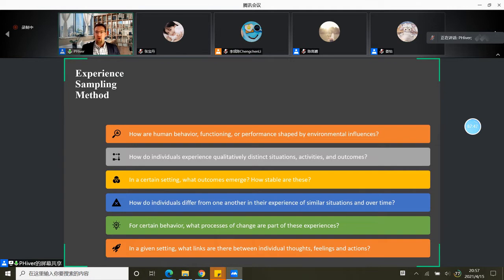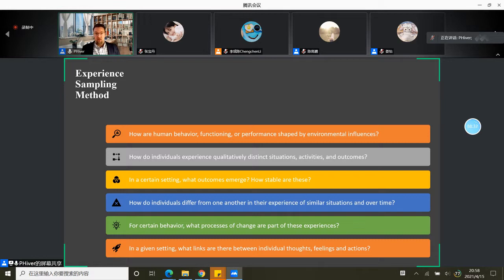So here are just a few broad ideas, the kinds of research questions that we can ask when using experience sampling methods. We can ask, how is human behavior shaped by environmental influences? And you can see from the example, in the moment math anxiety is no different across genders. So they were able to capture these kinds of questions. Or how do individuals experience distinct activities? In certain settings, what outcomes emerge? Or how do individuals differ from one another in the way they experience similar situations?